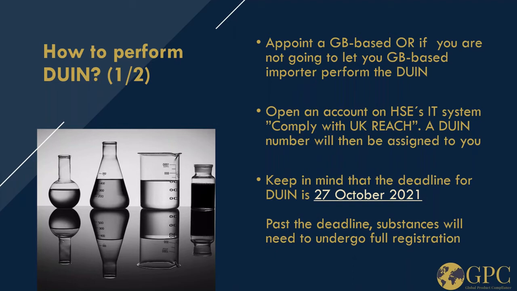So if you miss the deadline, if you could perform DUIN but you didn't and you missed the deadline, then you will have to undergo full registration from scratch, and you will not have these 2, 4, 6 years to do it because you will not have access to the UK market anymore. It will be considered as a new substance then.